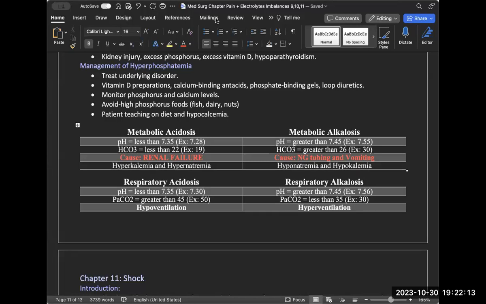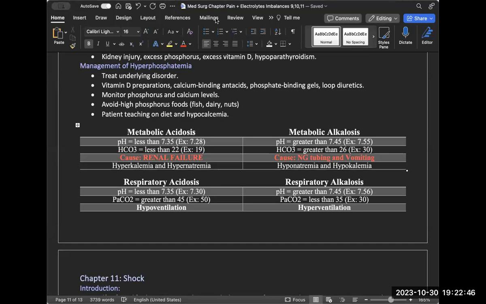Respiratory alkalosis is when we have a pH greater than 7.45 and a CO2 lower than 35, because normal CO2 is 35 to 45. And it causes hyperventilation. Same reason. If the pH is high, the CO2 is low, and the CO2 is low because we're breathing it off too much. We're breathing so heavily that we're reducing all that CO2, which is going to cause our blood to be more alkaline or more basic, and is going to decrease our CO2 because we're breathing it off so quickly.